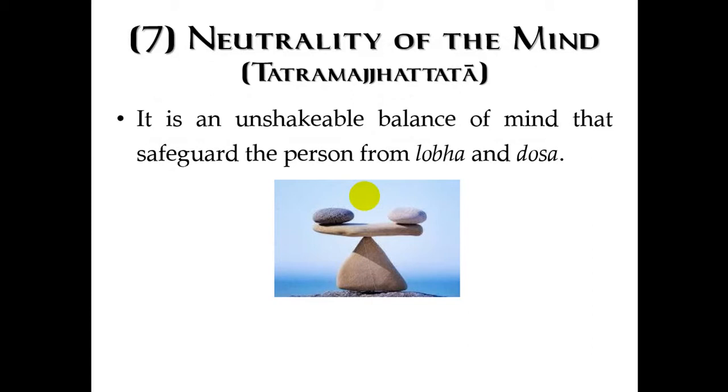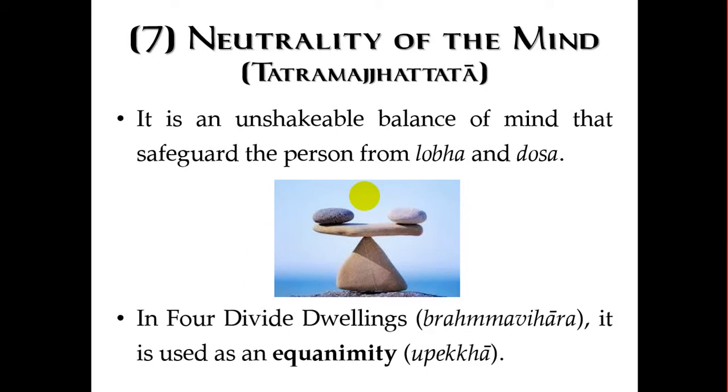It is unshakable balance of mind that safeguards the person from lobha and dosa, right? As I explained, in our mind, if we experience good things, lobha arises. Bad things, dosa arises. Neutrality of the mind is trying to save us from lobha and dosa, right? Actually, the way Venerable Anuruddha, the one who wrote the Abhidhamma, is very systematic. After showing alobha and adosa, he wrote Tatramajjhattata, the neutrality of the mind. In the 4 divine dwellings, Brahma Vihara, it is used as equanimity, upekkha. So later we will learn this at the end of the 4 divine dwellings, right?